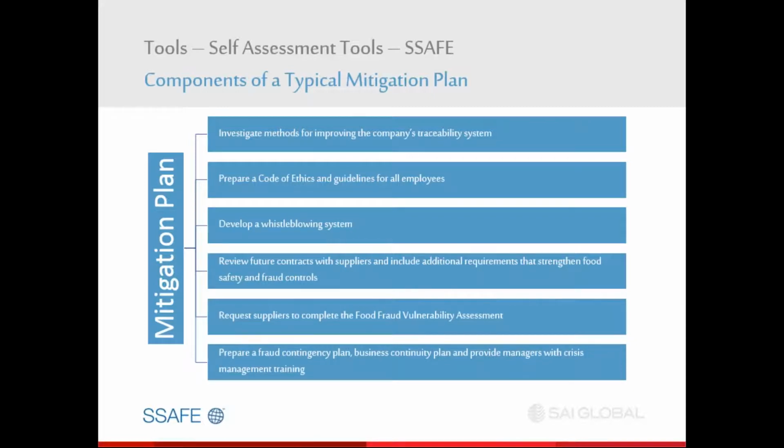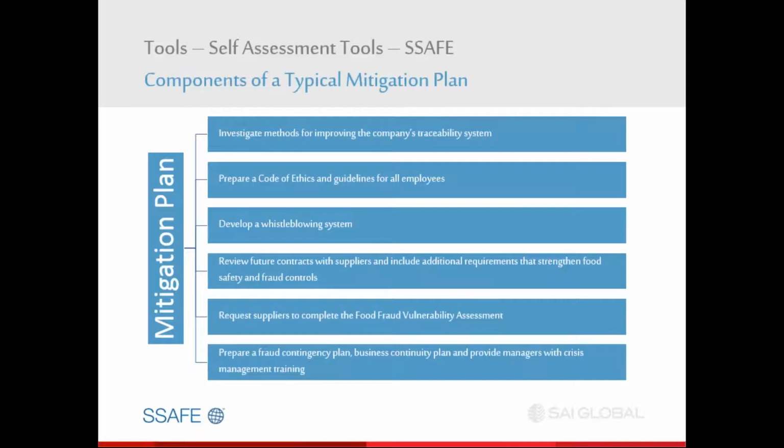Review your contracts with your suppliers. It says future, but not only future, but your previous, just to make sure, your current. You need to make sure those contracts cover all these food fraud vulnerabilities, and your suppliers are covered as well, and they're ensuring that you, of course, request your suppliers are meeting this assessment as well. See their vulnerability assessment, see where they have found those vulnerabilities, and see how they have addressed those. Part of your supplier approval program. Prepare the contingency plan, business continuity plan, and provide managers with crisis management training.